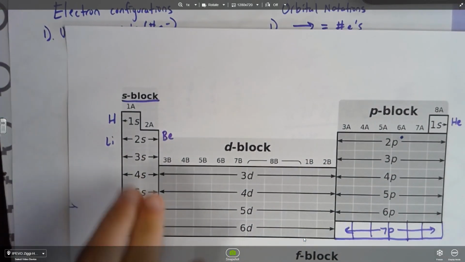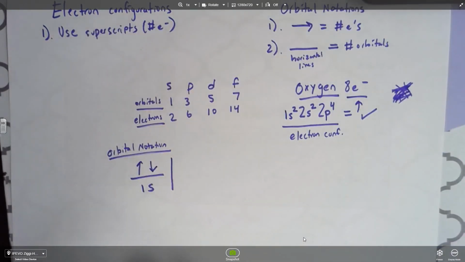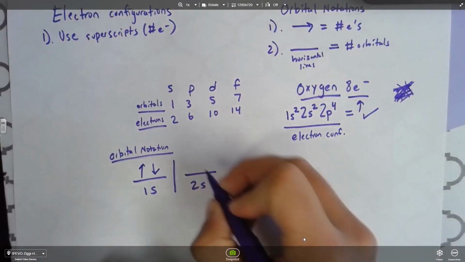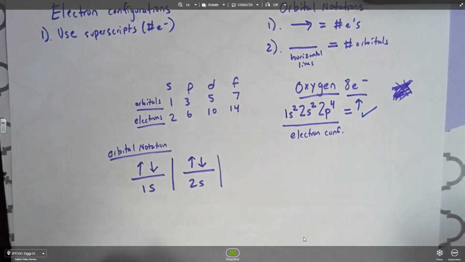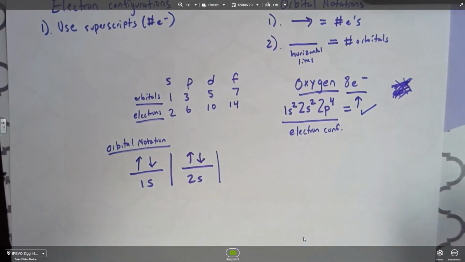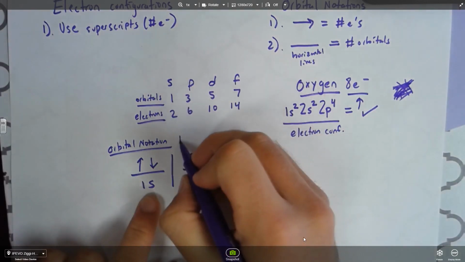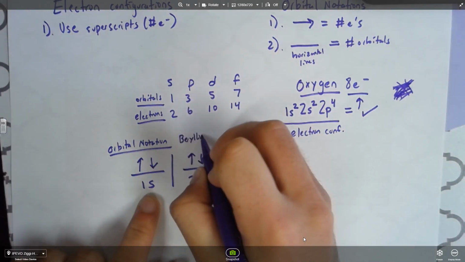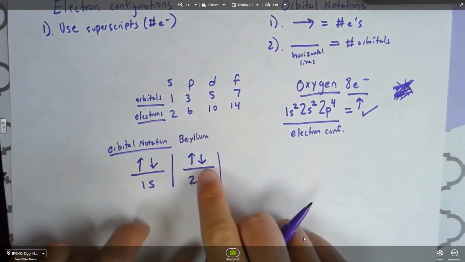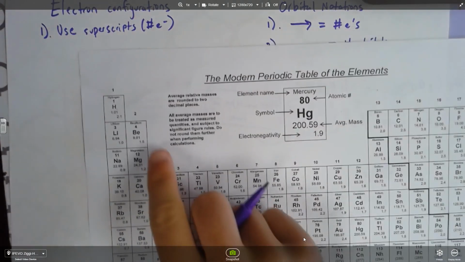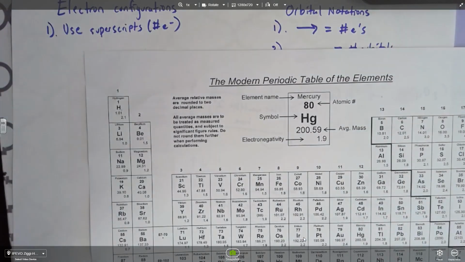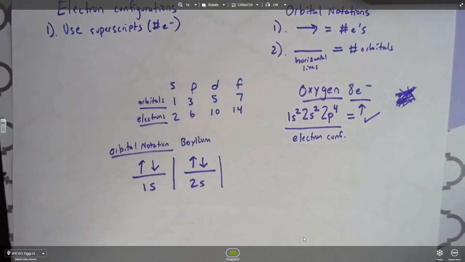We're in 2s. There are 2 elements in 2s. Okay. Up arrow, down arrow. Now, if we stopped right now, this would be the orbital notation for beryllium, because there are 4 arrows. Beryllium has 4 electrons. Sorry about all that noise. Beryllium has 4 electrons.